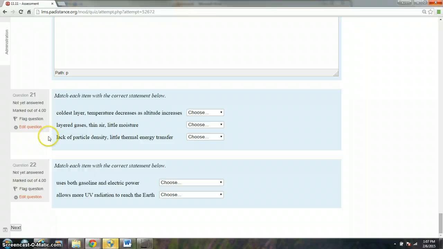The second statement is layered gases, thin air, and little moisture. Is that the troposphere, the mesosphere, the thermosphere, or the stratosphere? The last one for this question is the lack of particle density and little thermal energy transfer. Again, you have troposphere, mesosphere, thermosphere, and stratosphere.